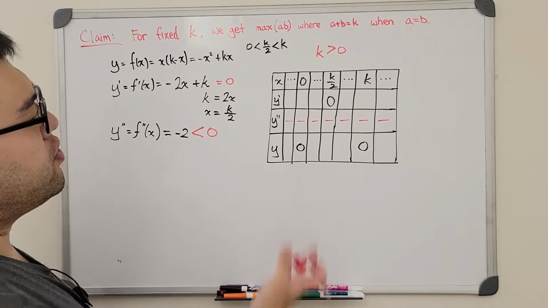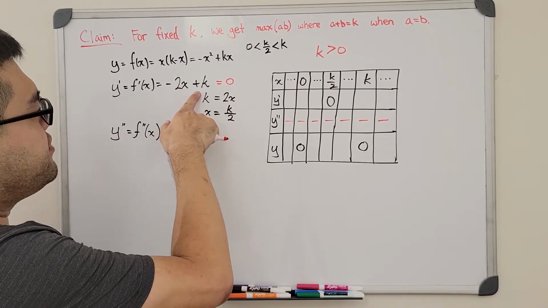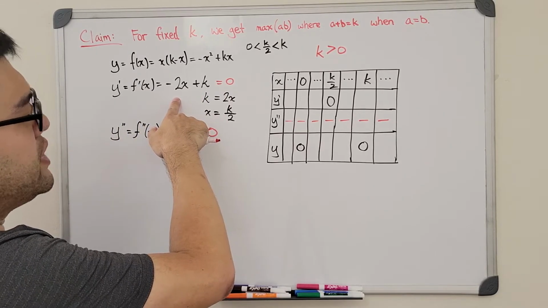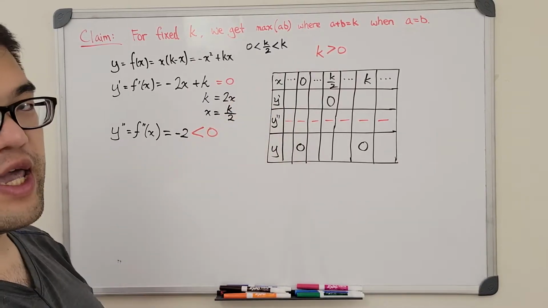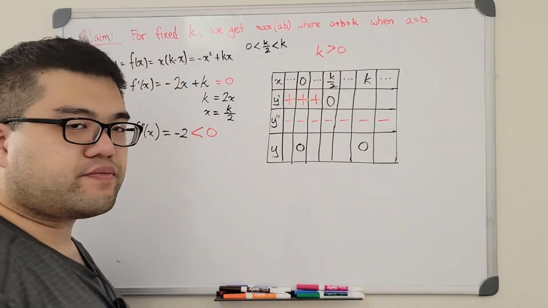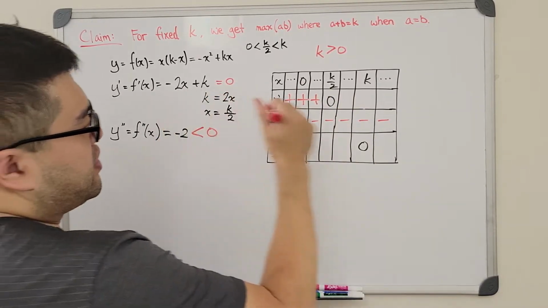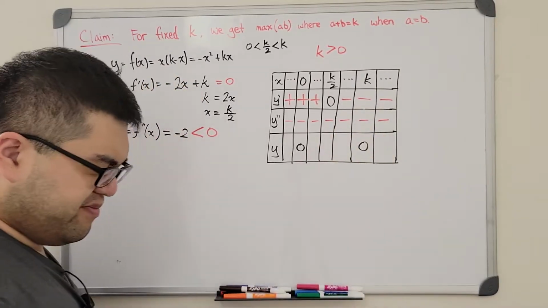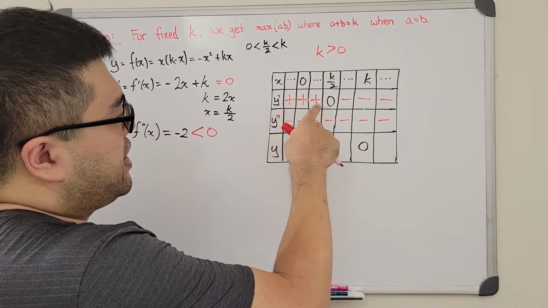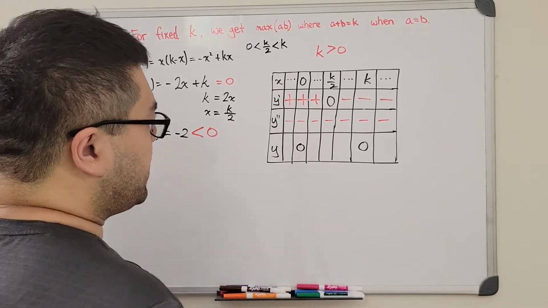What do we do? For example, let's pick x equals 0. If we pick x equals 0 and substitute into our function, we will be able to get that y prime is equal to negative 0 plus k, which is k. And since we claim that k is positive, we now get that this part is positive. And similarly, if we put in x equals k, we will be able to get that y prime is negative. And then since this function is continuous, we know that it has to be the same sign until it hits 0.